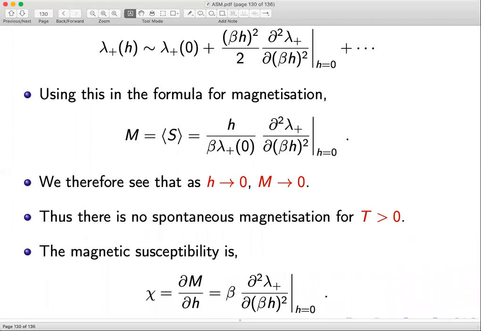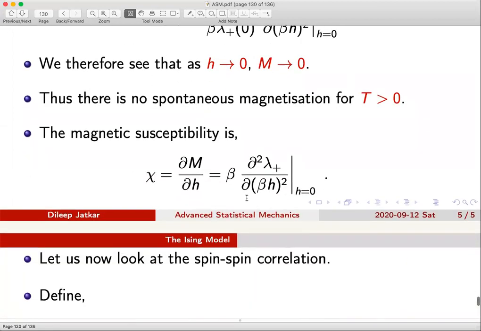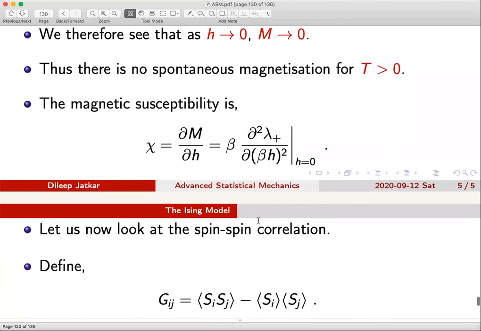Okay, if there are no questions, then let's try to compute the correlation functions. What we want to do now is to compute the spin-spin correlation function, which is what we used to call the two-point function earlier. It's basically the two-point function of spin degrees of freedom.